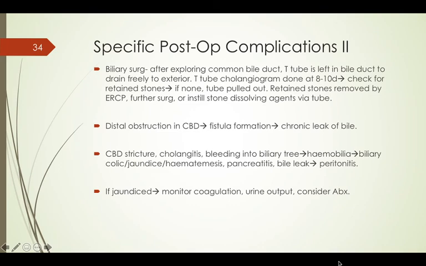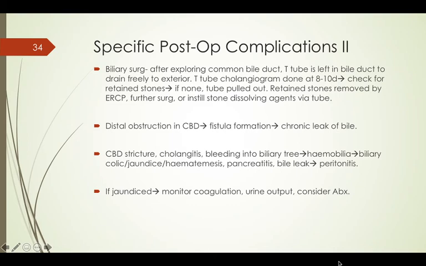So some more specific post-op complications now. So biliary surgery. So often after exploring the common bile duct, we leave a small tube in to basically allow drainage of bile. It's often known as a T-tube. You do a cholangiogram a few days afterwards to make sure there's no stones left, and then afterwards the tube is pulled out. Any stones that remain can be got rid of using ERCP or further surgery, or you can often sort of drip through some dissolving agents to get rid of those stones.